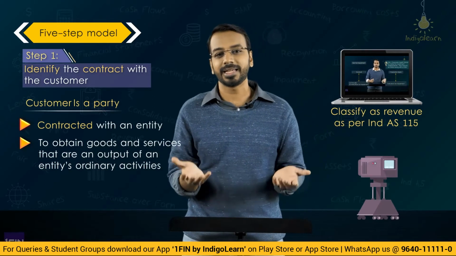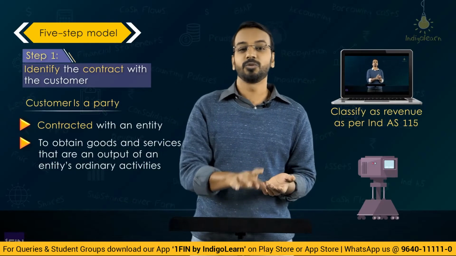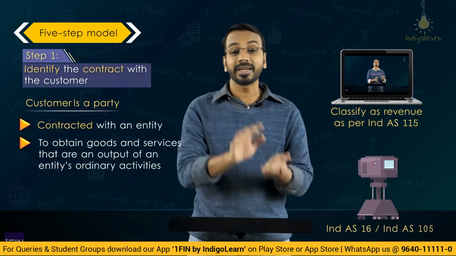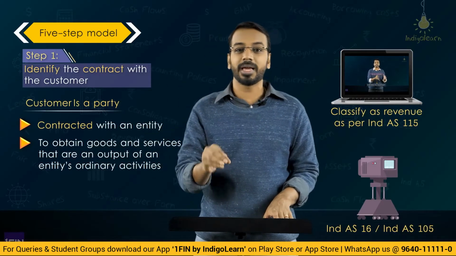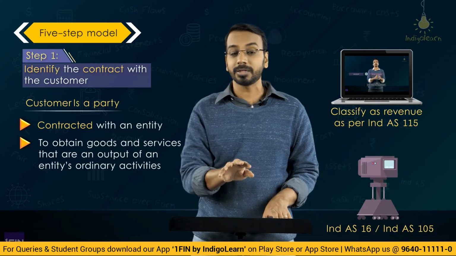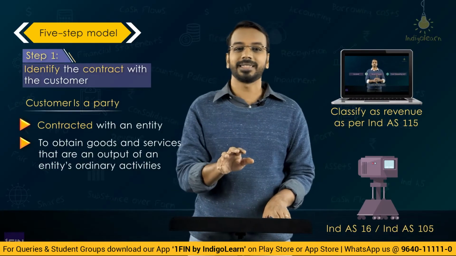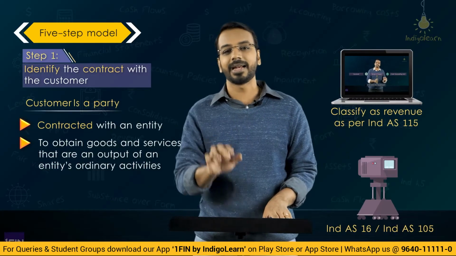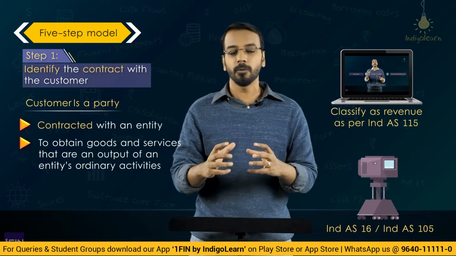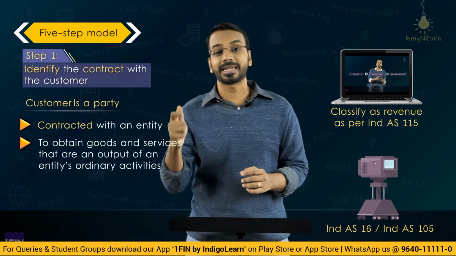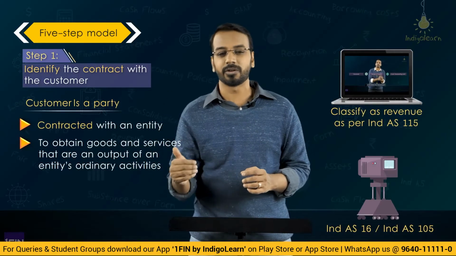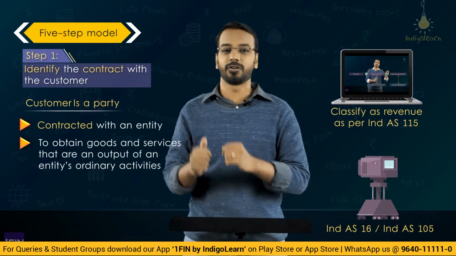Then, where do we take that transaction? That transaction would be dealt by Ind AS 16 or Ind AS 105 as appropriate. And even there, principles that we would apply would be of Ind AS 115 itself. But you cannot cover that transaction and recognize revenue on that as a part of Ind AS 115. So, if Indigolearn sells classes to the students, then that transaction will be covered under Ind AS 115 and we will be recognizing revenue for that.